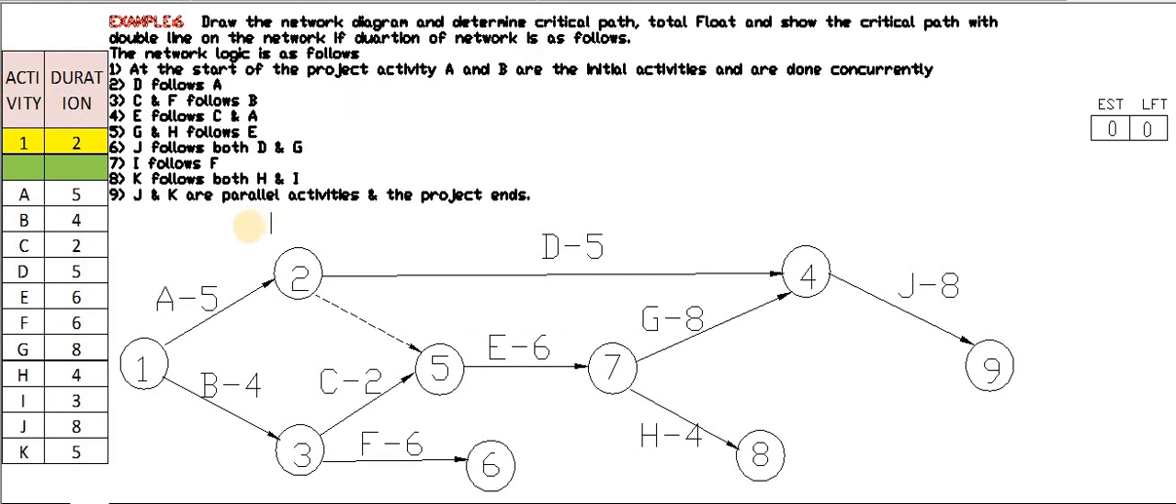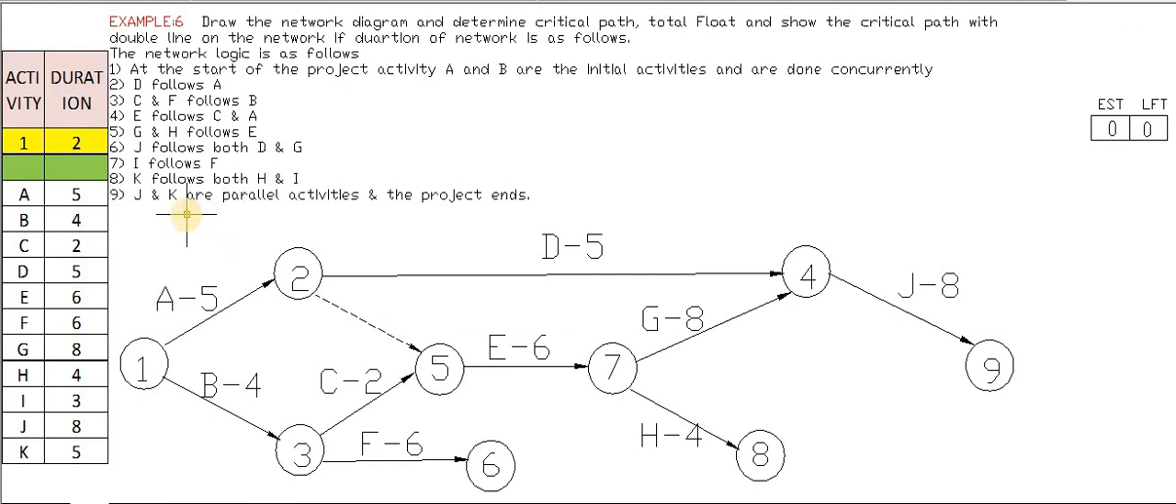What is serial number 8? Before drawing serial number 7, we will read serial number 8. K follows both H and I. That means H and I are meeting at the same point. They are meeting at the same point. That means we can draw here I also. Okay. So we will draw I and it will meet directly at this point. Here I am drawing this and it is meeting at the same point. So we will call this I.